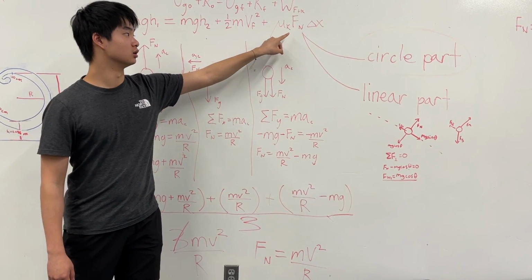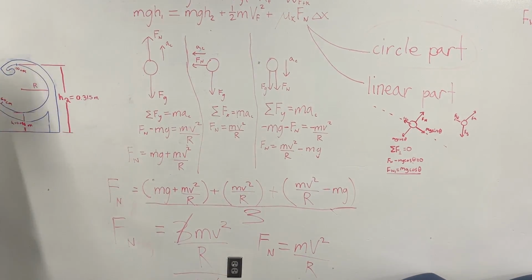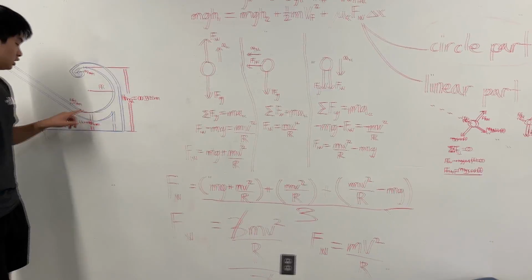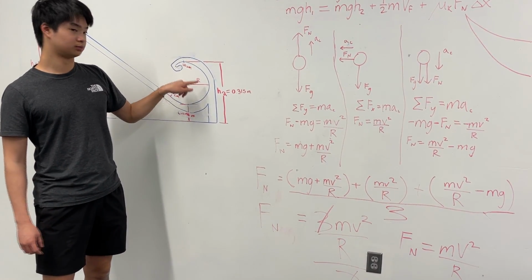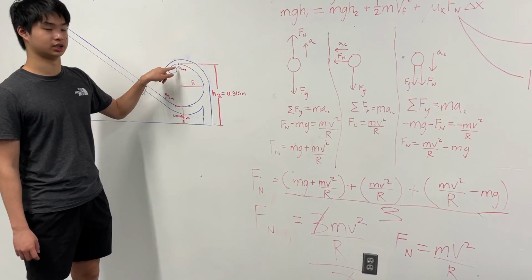To get Fn, we took the average of 3 different points on the circular part. First, we took the Fn at the bottom of the track, on the right side of the circle part, and the top part, which is the 100 centimeter mark.